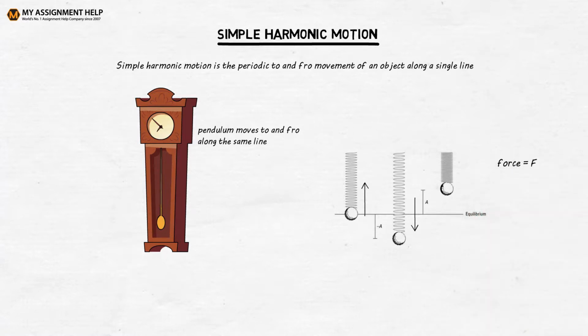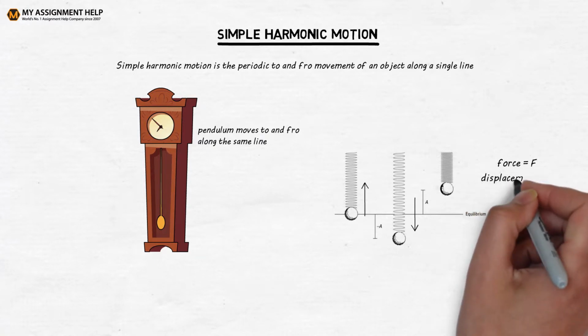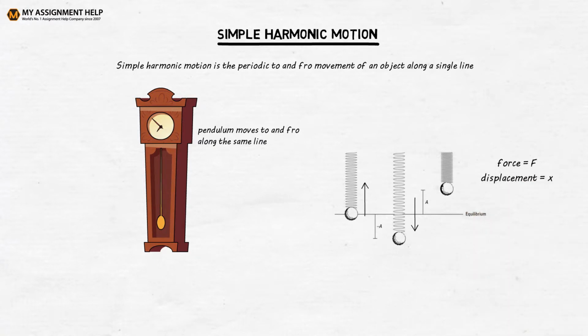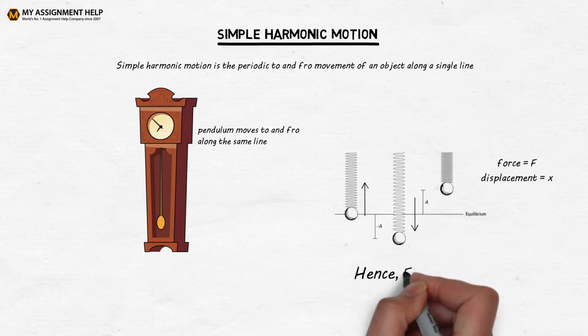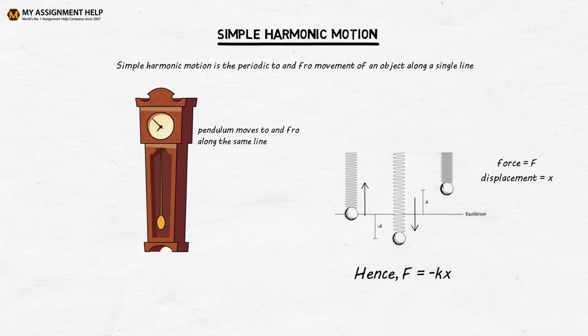Let the force be F and displacement of the spring from its equilibrium position be x. k is the constant here. Hence, F equals minus kx. The negative sign indicates that the restoring force acts in the opposite direction.